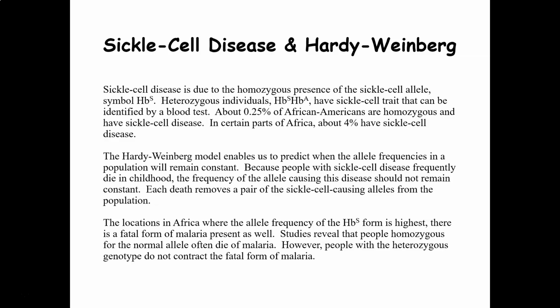The Hardy-Weinberg model enables us to predict when the frequencies in a population will remain constant. Because people with sickle cell disease frequently die in childhood, the frequency of the alleles causing this disease should not remain constant. Each death removes a pair of sickle cell causing alleles from the population. In the locations in Africa where the frequency of the sickle cell form, HbS, is highest, there is a fatal form of malaria present as well. Studies reveal that people homozygous for the normal allele often die of malaria. However, people with the heterozygous genotype do not contract the fatal form of malaria.